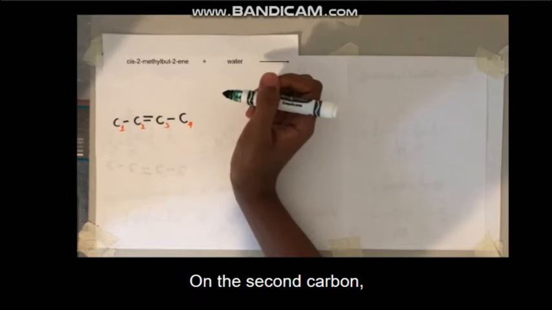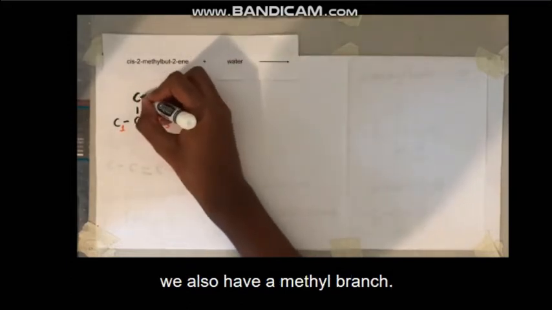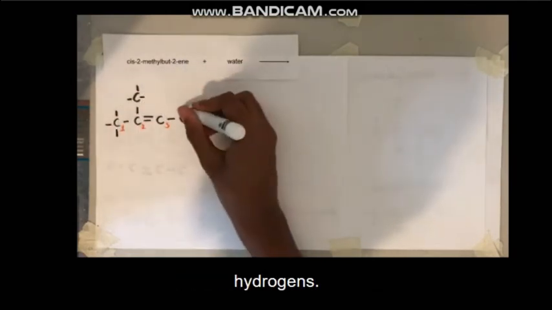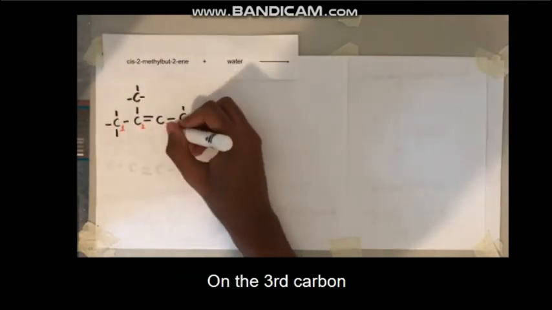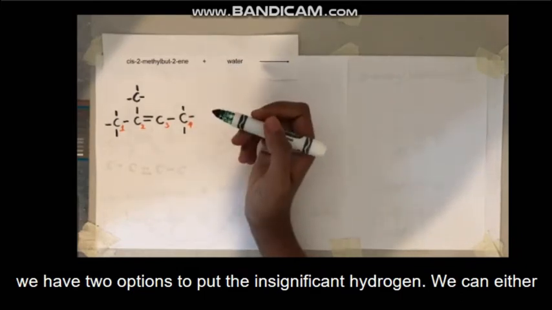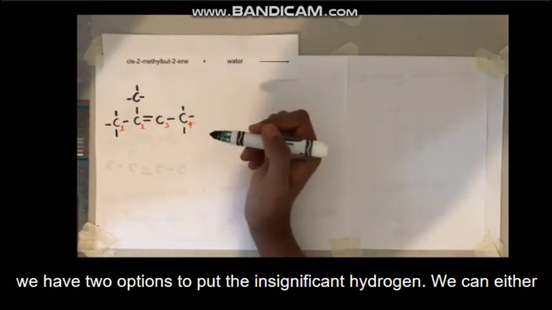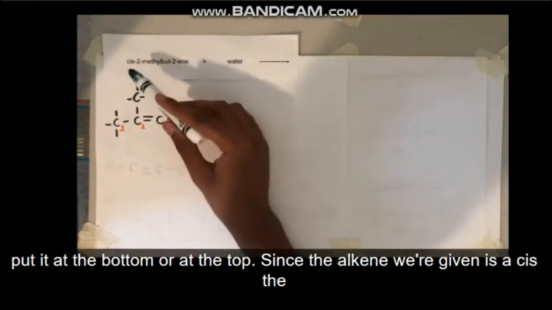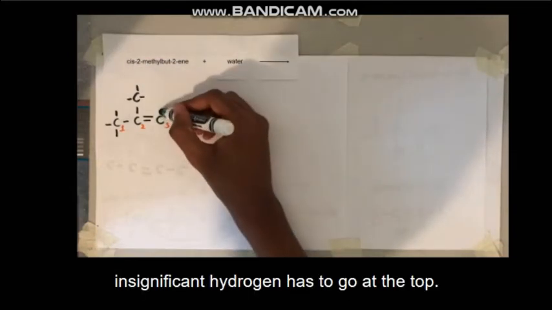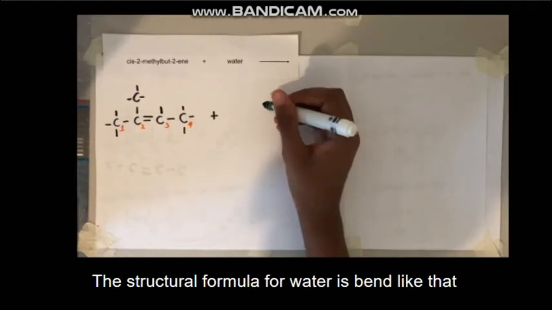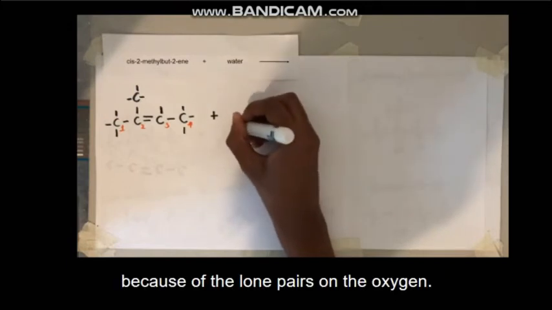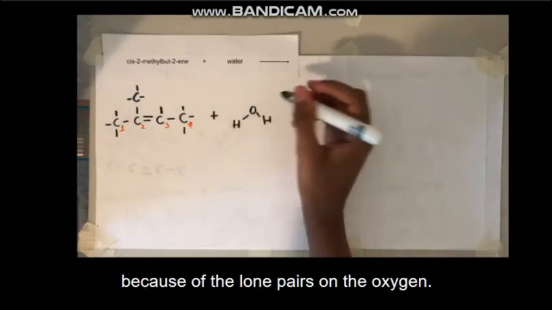On the second carbon, we also have a methyl branch. Let's draw the insignificant hydrogens. On the third carbon, we have 2 options to put the insignificant hydrogen. We can either put it at the bottom or at the top. Since the alkene we're given is a cis, the insignificant hydrogen has to go at the top. The structural formula for water is bent like that because of the lone pairs on the oxygen.